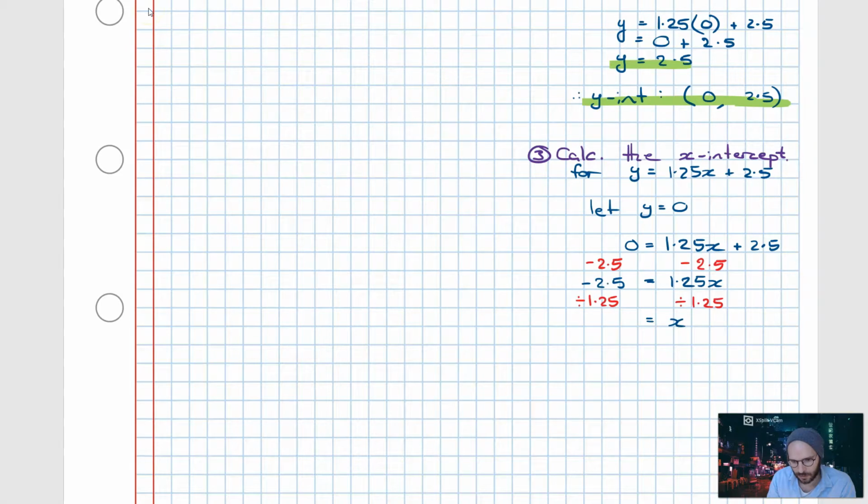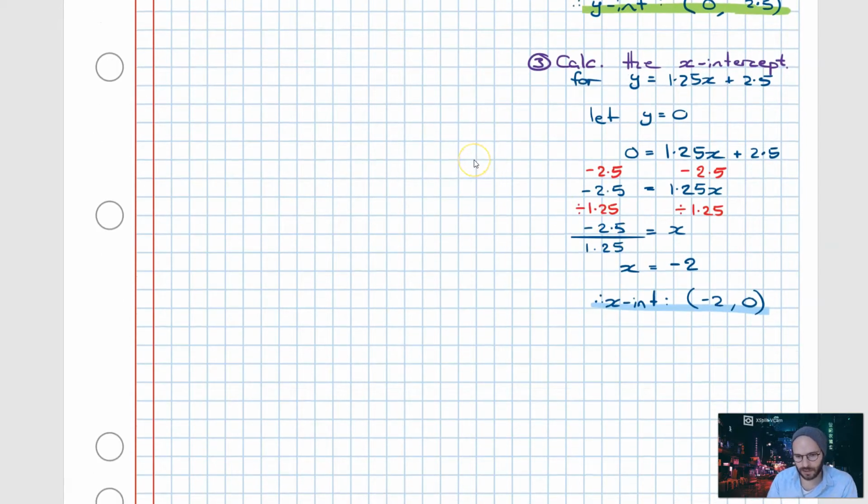This will yield x on the right. Then we'll use a double line. Minus 2.5 divided by 1.25. Flipping everything around, and then computing the value, 2.5 divided by 1.25, that's going to be negative 2. Therefore, the x-intercept is going to be located at minus 2, 0 as such. And then the final step in the process is all we need to do now is graph. So graph it using our two intercepts.